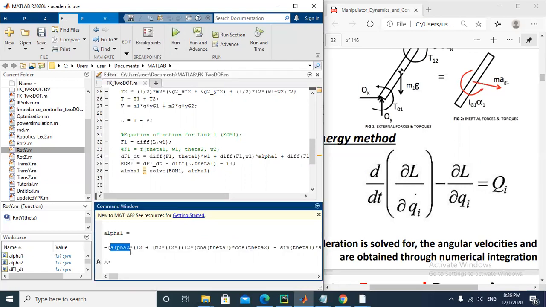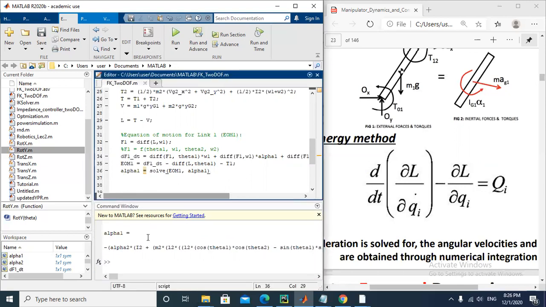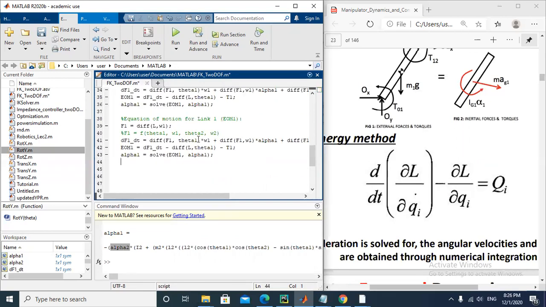Notice that you have it as a function of alpha 2. So there is dynamic coupling here: the angular acceleration of the second link affects the angular acceleration of the first link. So let's now solve the equation of motion for link 2. What I'll do is just copy paste that, and just be careful what you change here. Equation of motion of link 2, EOM2. So F2, what is going to change here? Only omegas. For the second link, I'm going to change omega to omega 2.